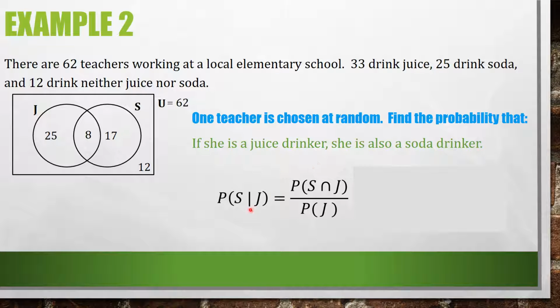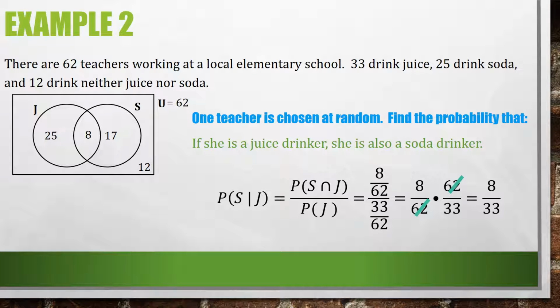So it's going to be the probability of S given J. So we have to do the probability of the intersection over the probability of J. And so we get these values here. Remember to apply your fraction operation rules. And so we end up with 8 over 33.